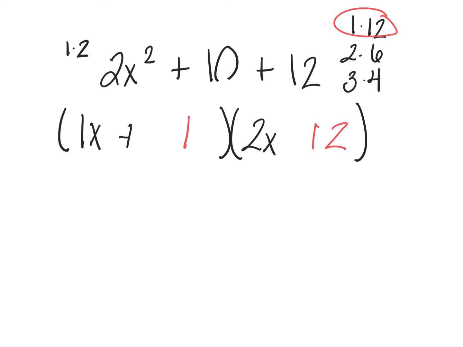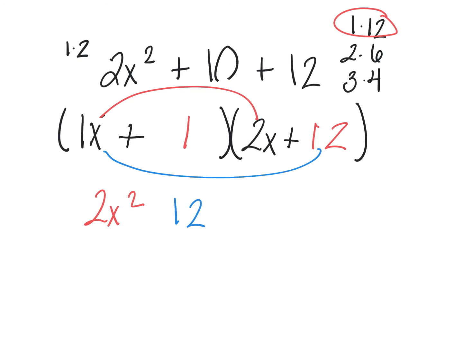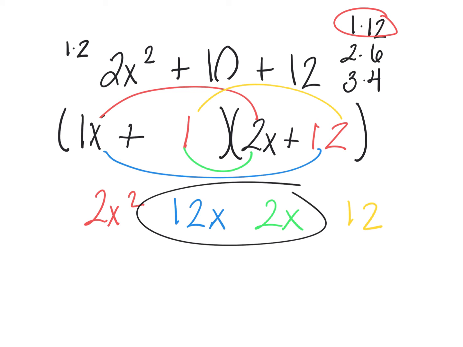Okay, so if I put in a 12 here, and they're all positive, doing some guessing and checking, 1 times 2x is 2x squared, but 1 times 12 is 12x. In the middle here, we have 2x, and then we have 12. Okay, so this middle section right here did not give us 10x. Okay, so that's not going to work.